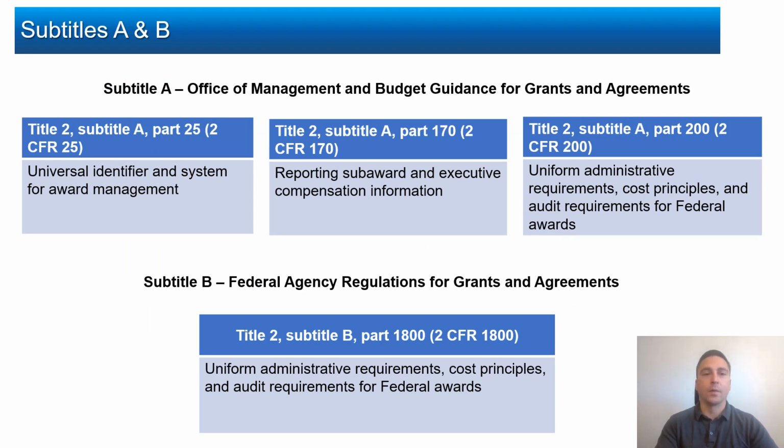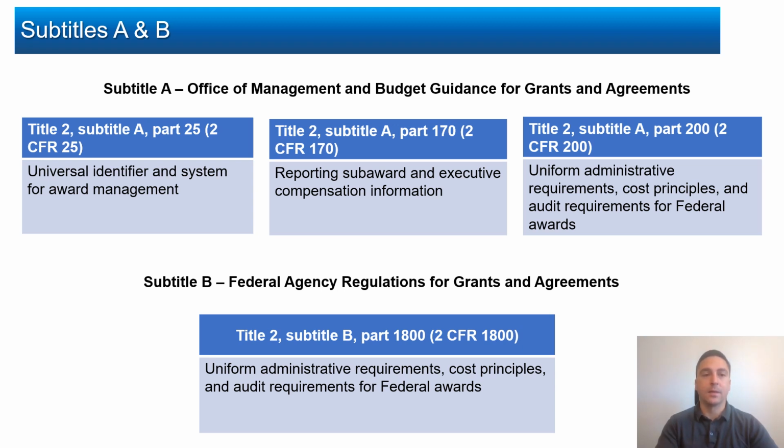This training focuses on the parts of 2 CFR subtitle A that are most pertinent to NASA. Those parts are 2 CFR 25, which is titled Universal Identifier and System for Award Management, 2 CFR 170, which is titled Reporting Subaward and Executive Compensation Information, and 2 CFR 200, which is titled Uniform Administrative Requirements, Cost Principles, and Audit Requirements for Federal Awards.